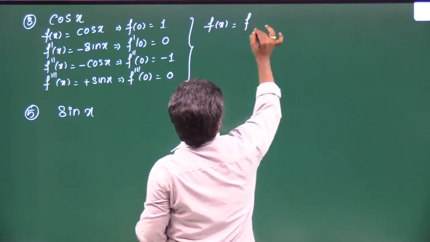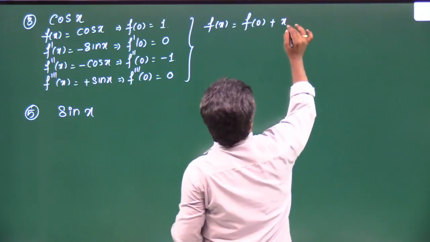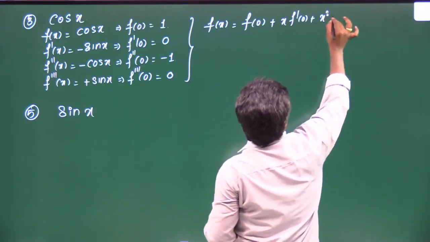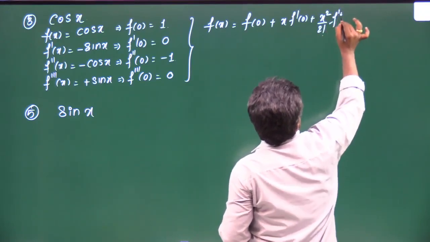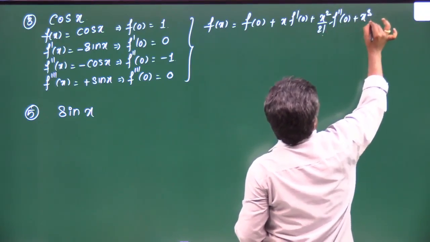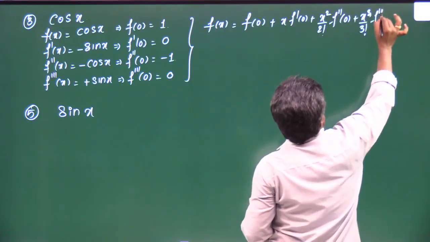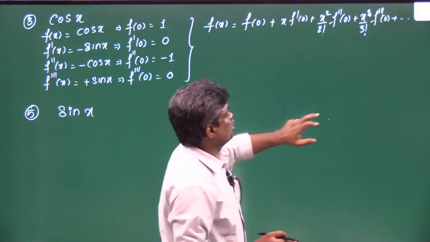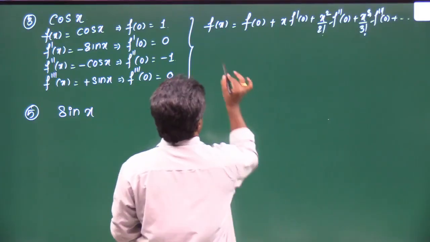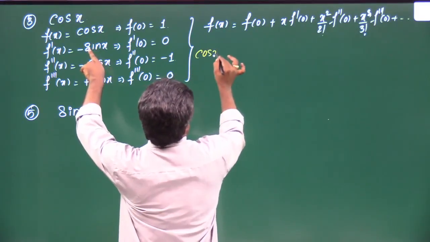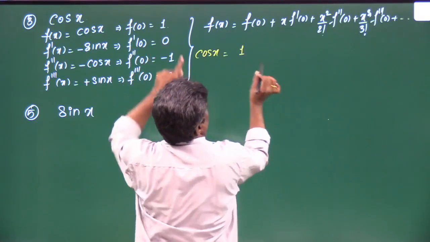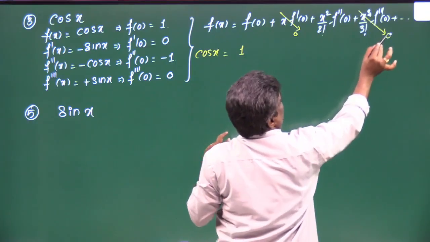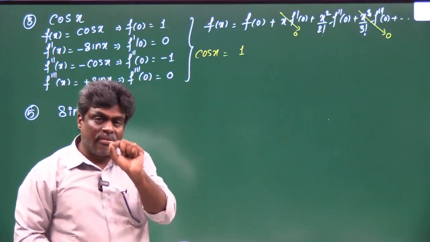f of x is equal to f of 0 plus x into f dash of 0 plus x square by 2 factorial, second derivative, plus x cube by 3 factorial, third derivative, plus so on. I request you just substitute. Now cos x equal to f of 0, 1. The odd powers are 0. We are left with only the even powers.